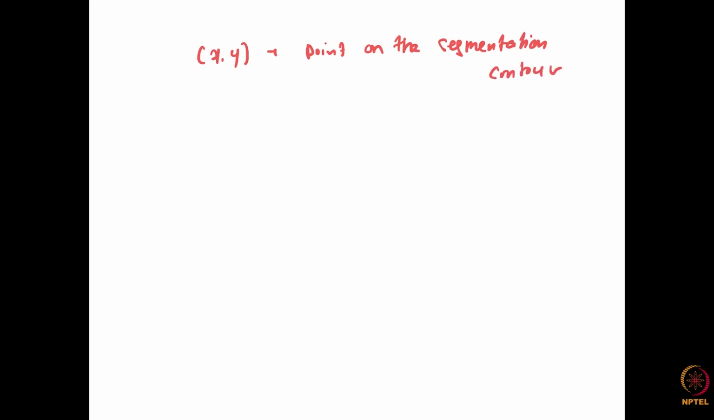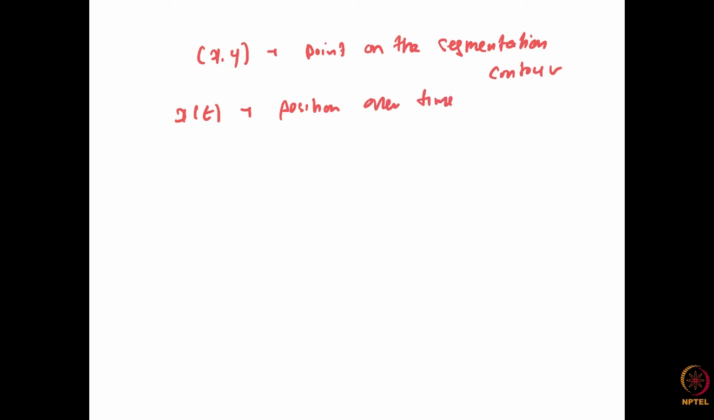Try to see how it evolves and how phi will evolve. Now, we already stated that phi of x equal to 0 is what determines the contour. So wherever the segmentation contour is present, phi at those points will be 0. So if x of t, we know that we evolve this in time. So x of t is position over time, right? This position over time.